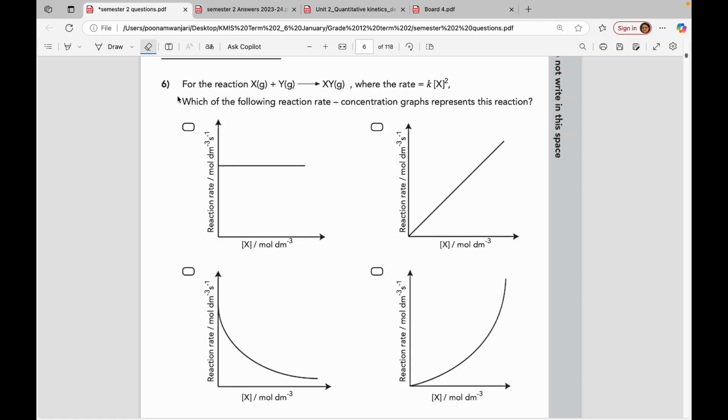Now let us discuss the third MCQ. This is Q6, but from quantitative kinetics it's the third MCQ. So student, for the reaction between x and y, xy is the product, where the rate expression is given: rate is equal to rate constant times x to the power 2. Which of the following concentration graphs represents this reaction?